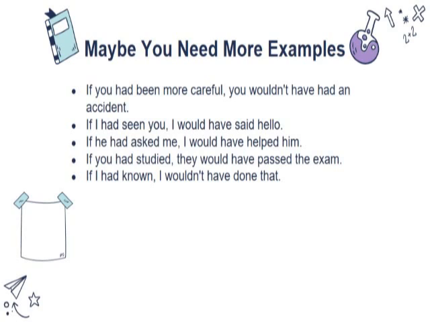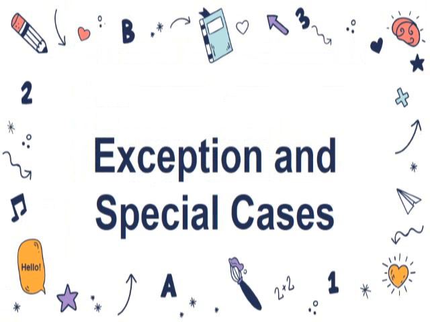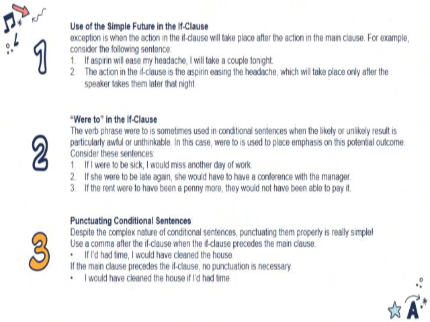In conditional sentences, we have exceptions and special cases because we have some specific conditions for conditional sentences. For the first one, the use of simple future in the if clause. This is the exception when the action in the if clause will take place after the action in the main clause. For example, like this one: if aspirin will ease my headache, I will take a couple tonight.